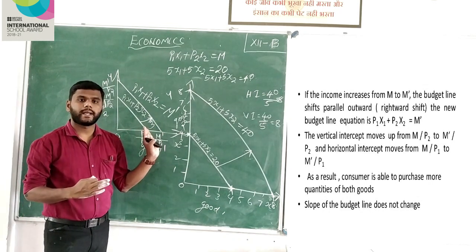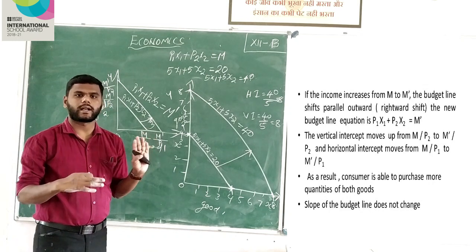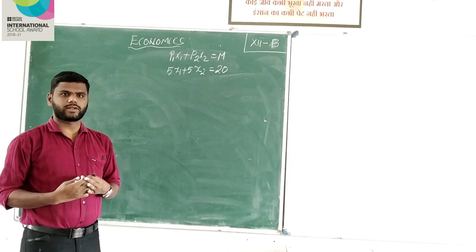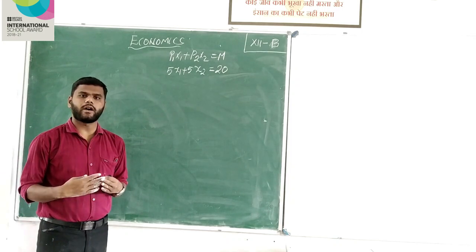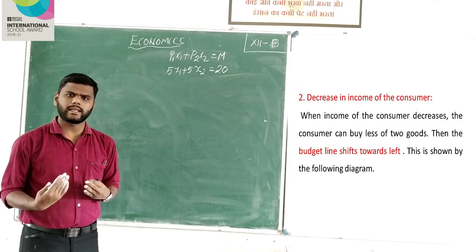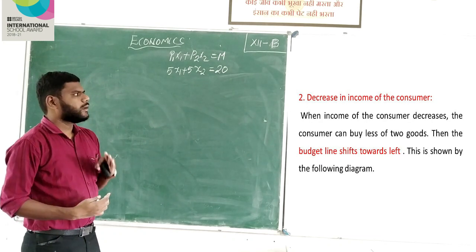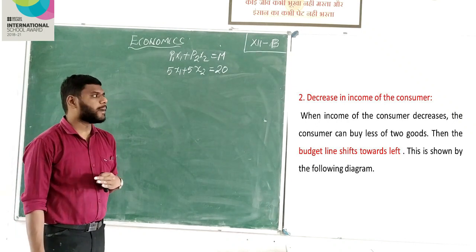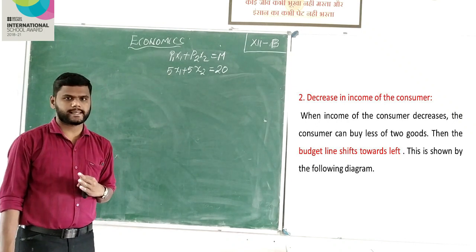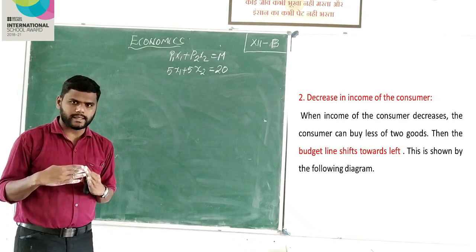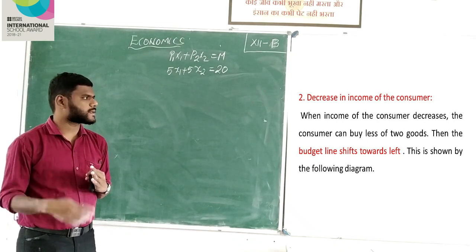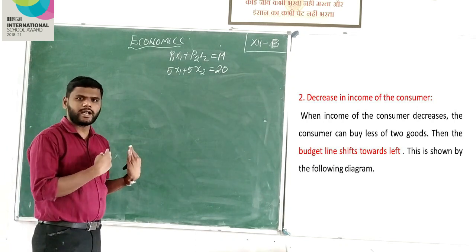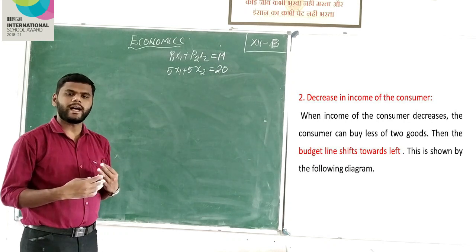This is what happens when the income of the consumer changes. Now, what will happen to the budget line if the income of the consumer decreases? When the income decreases, the consumer can buy less of the two goods. He will reduce his consumption or purchase of those two goods. Then the budget line shifts to the left, that is, an inward shift.